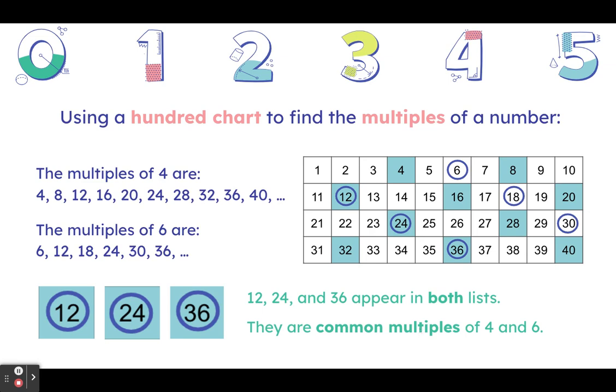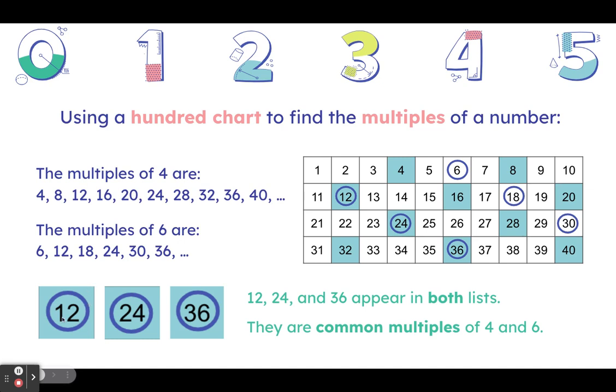So these are not the only common multiples of 4 and 6. They're just the ones that happen to fit on this chart. There are many more. And if we remember, one of the ways that we defined multiples was numbers that could be divided by another number without leaving a remainder.